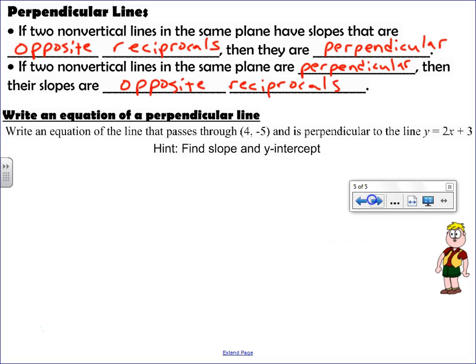Okay, so let's do some practice now. Find an equation of a line that passes through 4, -5, and is perpendicular to the line y equals 2x plus 3. Same as always, we've got to find the slope and the y-intercept, and then we'll be good about finding an equation. So once again, let's take a look at it graphically to understand what's going on, and then we'll solve it graphically and algebraically.